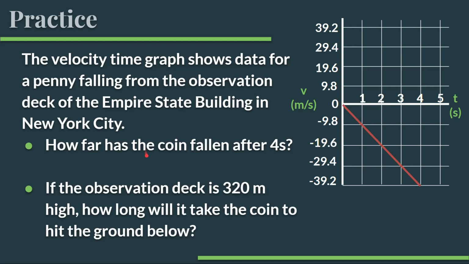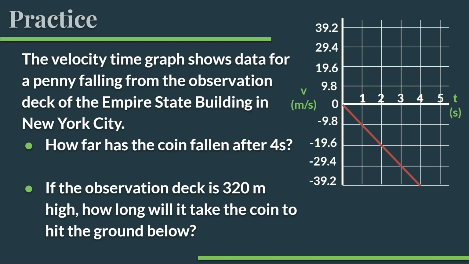All right, one last thing I want to talk about. The velocity time graph shows data for a penny falling from the observation deck of the Empire State Building in New York City. How far has the coin fallen after 4 seconds? And if the observation deck is 320 meters high, how long will it take the coin to hit the ground?